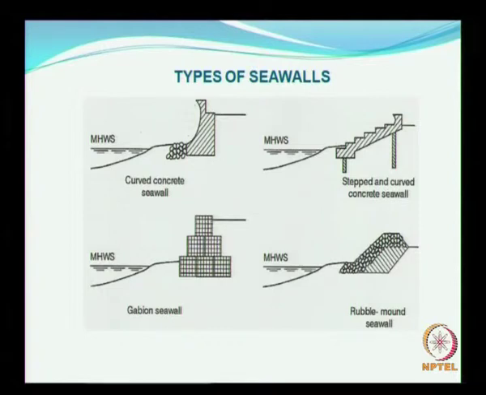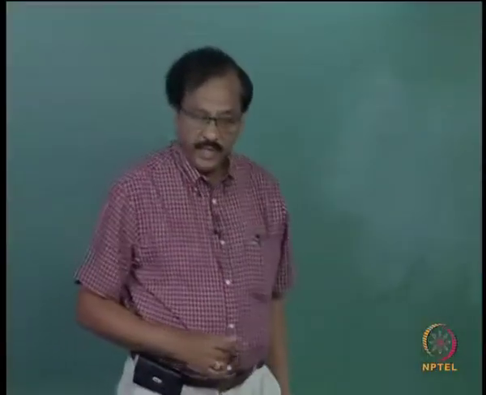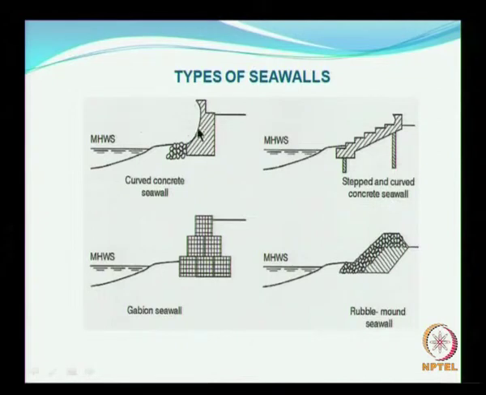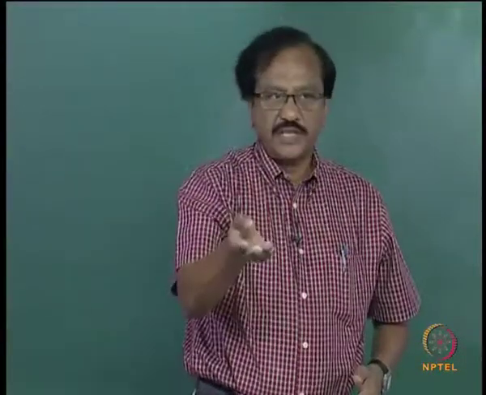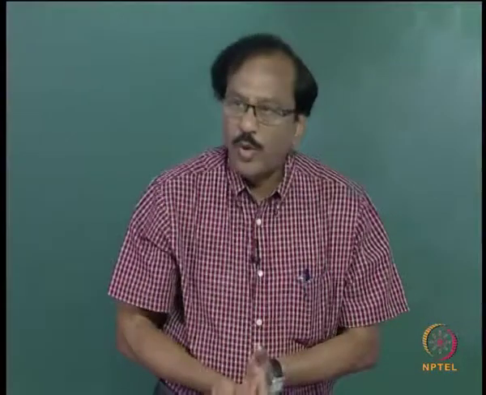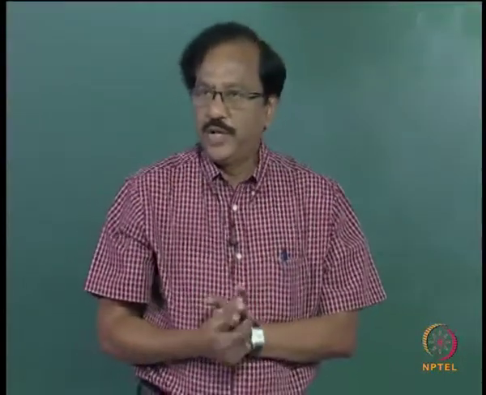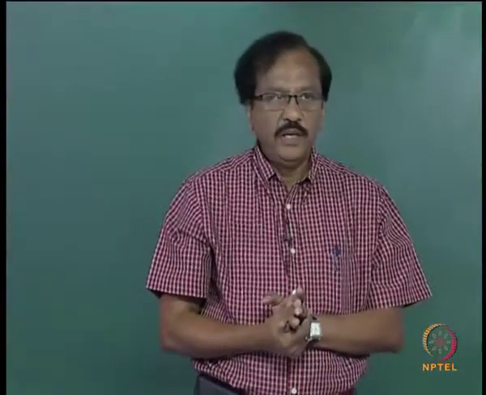So, these are some of the types of seawalls where you have here, this returns the flow back to the ocean. When it returns the flow back to the ocean, you expect the reflection to be less, and also the run up over the structure is less. When the run up over the structure is less, the anticipated overtopping is going to reduce. Okay.